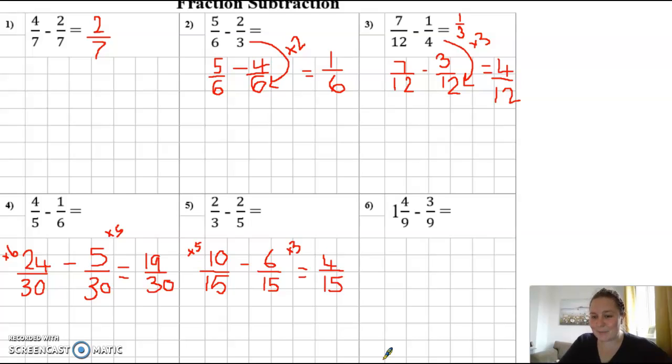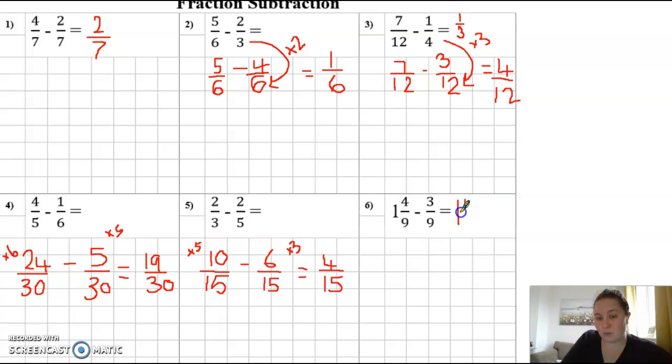Last one for today then, number 6. Now I've got a mixed number, a whole number and a fraction. 1 and 4/9 take away 3/9. So I've got the same denominator, which is good news. And you might just be able to work that one out by looking, but let's do the method where we convert it to an improper fraction and check it. So I'm looking at that and I'm thinking if I've got 1 and 4/9 and I just took away 3/9, I'd have 1 and 1/9.